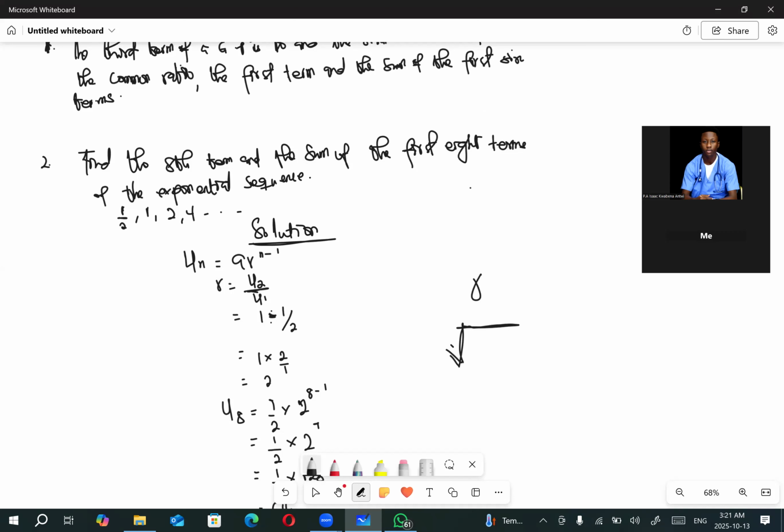You have R exponent 3 is equal to 8. So you introduce a cube root, not a square root. Cube root of R cube is equal to cube root of 8. So what you've done is wrong. Now this cancels that. R is equal to what?